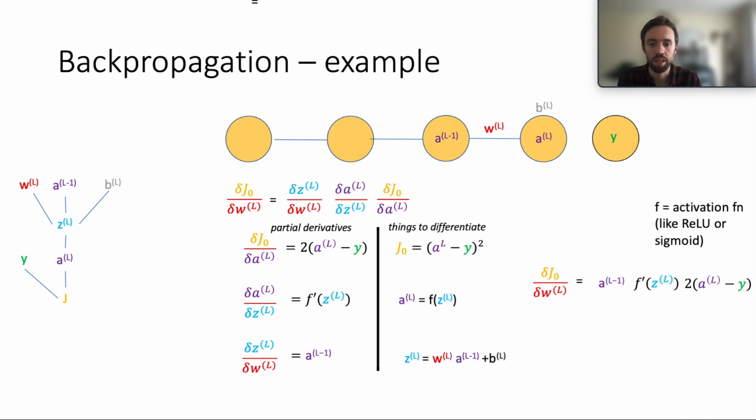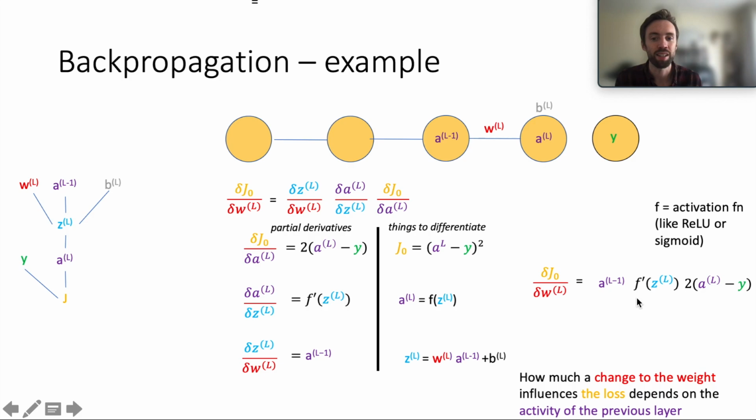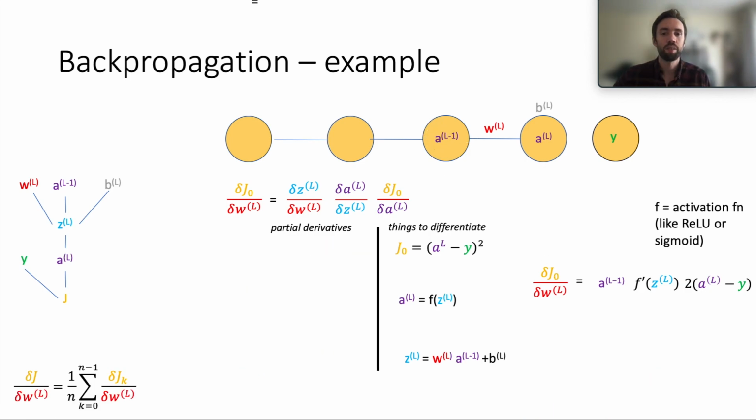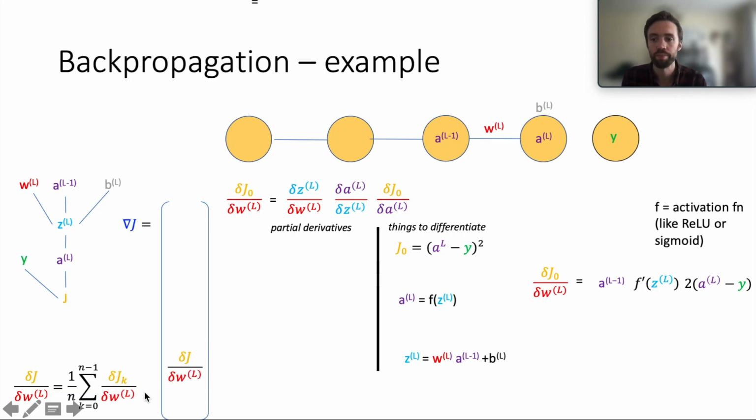So if we put all this together, we have the partial derivative of the loss with respect to this weight WL. And one thing to notice here is that how much the change to the weight influences the loss does depend on activity in the previous layer. What we usually really want to find out is the partial derivative of the cost function, that is the loss over all of the training examples, and how this changes with a little change in a particular weight. So we have to add up these partial derivatives we just calculated across all of the training examples. And all of that just allows us to fill in one particular term in this gradient.